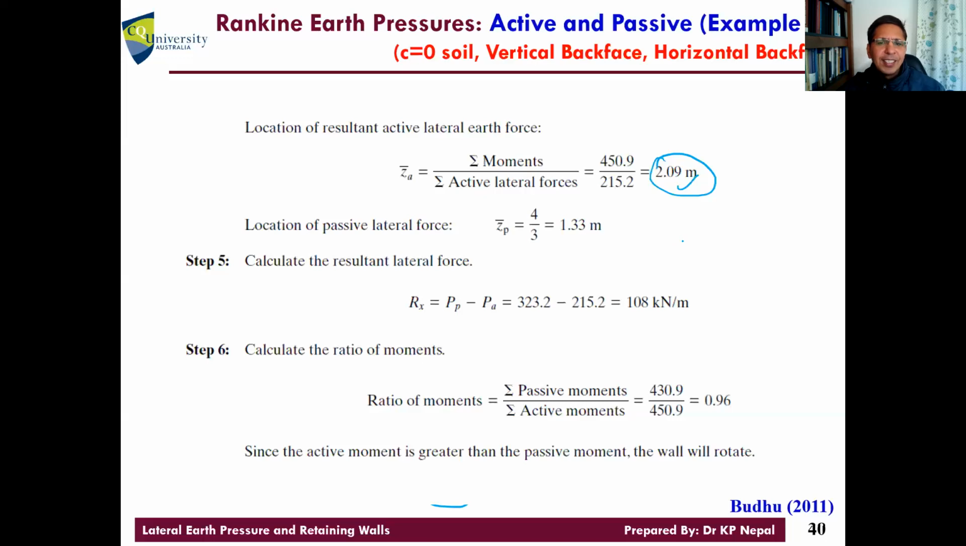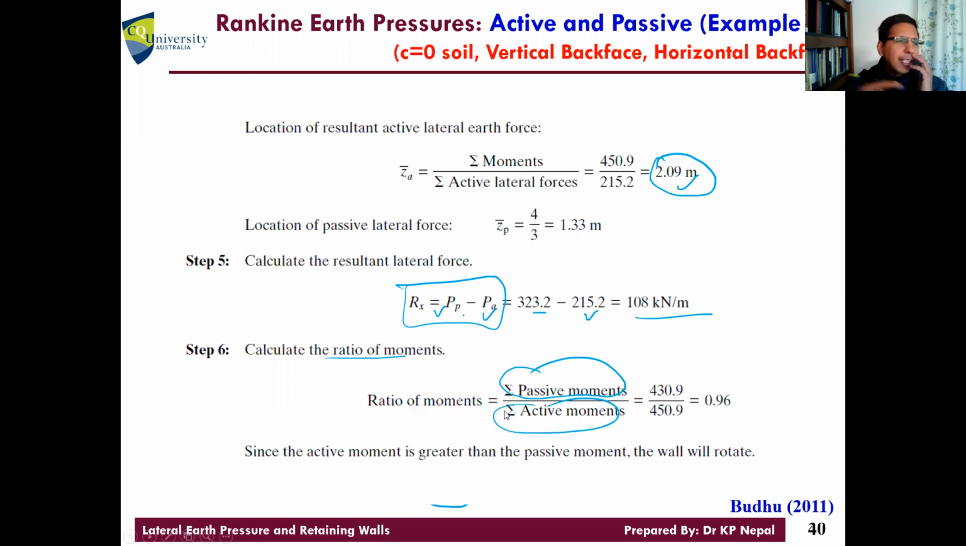That's it. Okay. So lateral force is always what? PP minus PA, where PP is more than PA. So that's the total lateral force. For the ratio of the moment, we calculate passive moment divided by active moment. It is just a little bit of extra calculation, right? Do you understand now what we learned until now, guys?